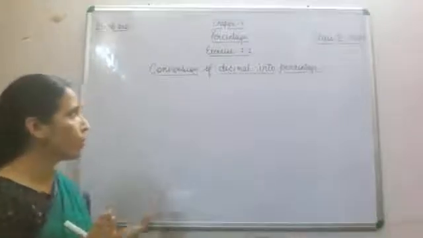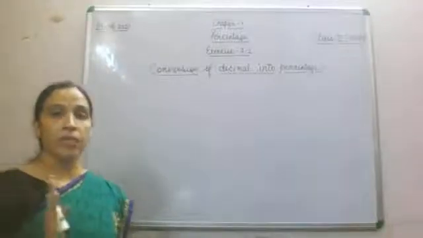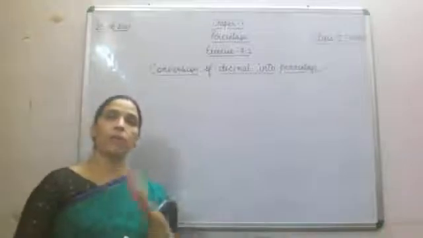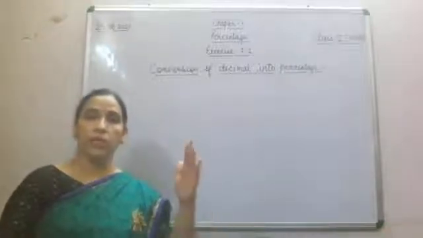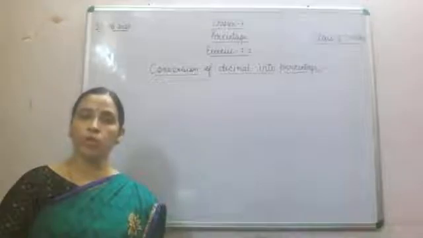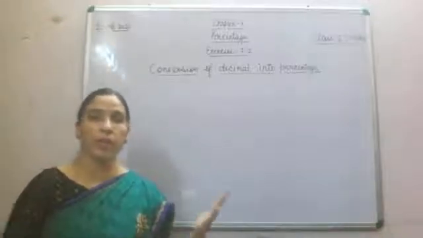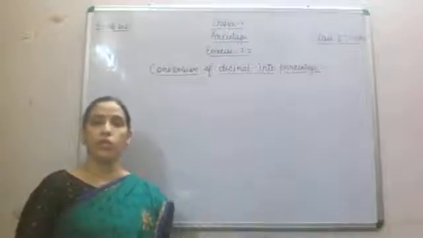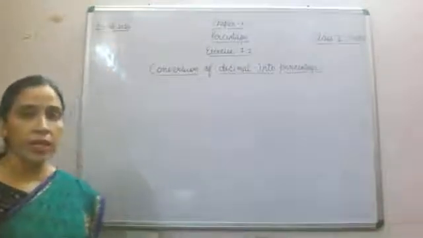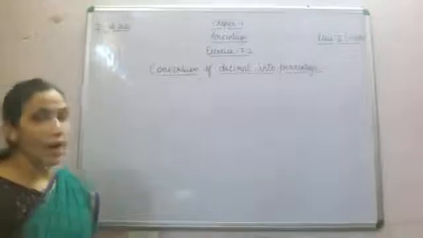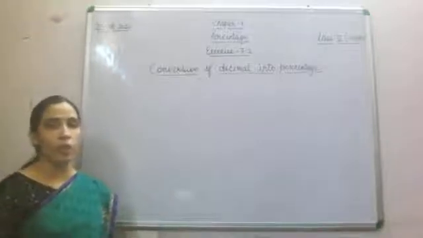So what are the different processes? The decimal number will be changed into a fraction, then the fraction must be changed into such a fraction that we have 100 in the denominator. After that we will change it into percentage. So let's take a few examples and understand how we will do that.